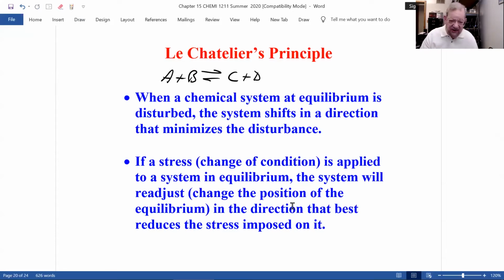If you see on your screen now, I hope you all do, A plus B is in equilibrium with C plus D. What does this mean? The double-headed arrow tells you if you mix A and B together, it goes this way to make C and D. If you mix C and D together, they'll go this way to make A and B. This is an equilibrium. At equilibrium, as I taught you before, the forward and reverse rates are the same.